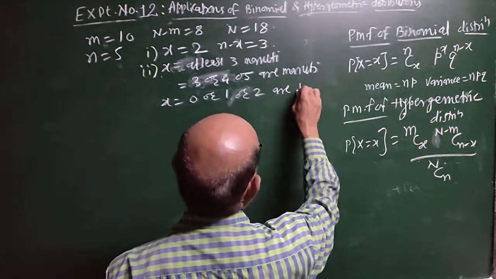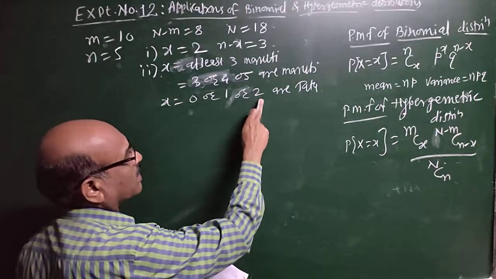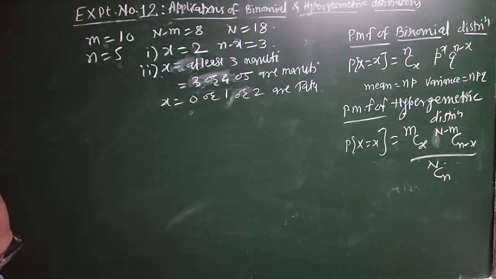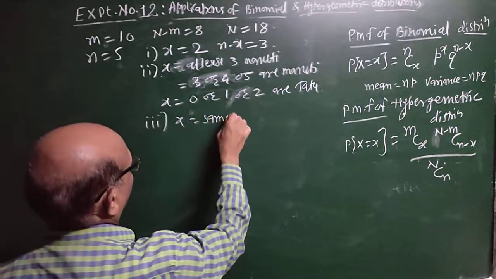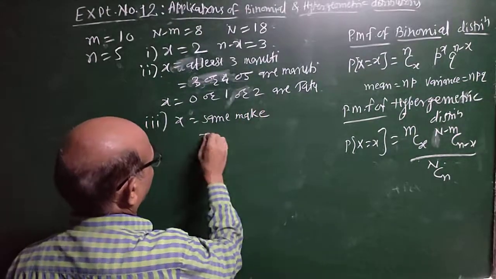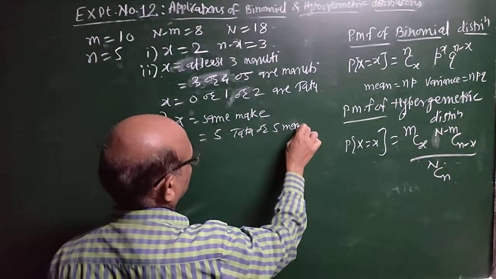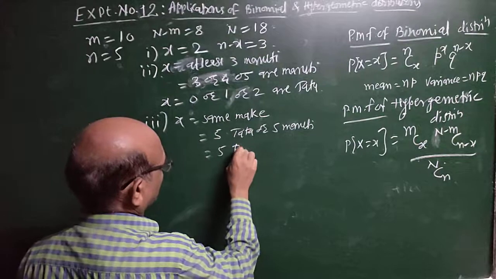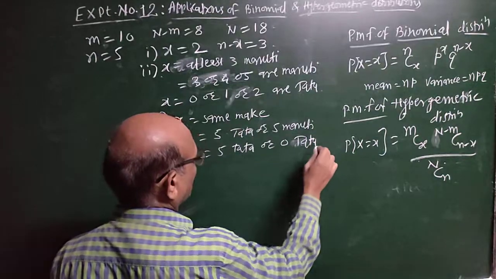are Tata Indica. So what you have to obtain for this one? Probability X equal to 0, X equal to 1 and X equal to 2, and get the addition of that. So that is your second part, 0, 1 and 2. The last part is all of them are of the same make. Third part, X is same make. Same make means 5 Tata or 5 Maruti, which means 5 Tata or 0 Tata, in terms of Tata.